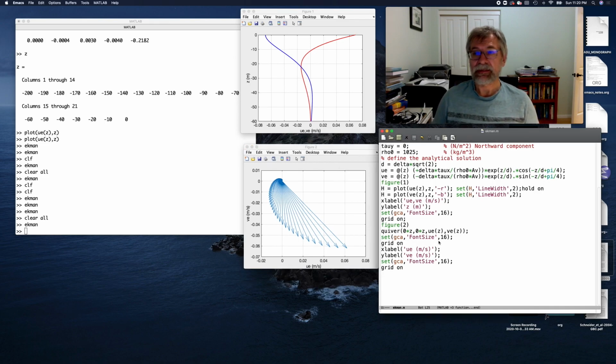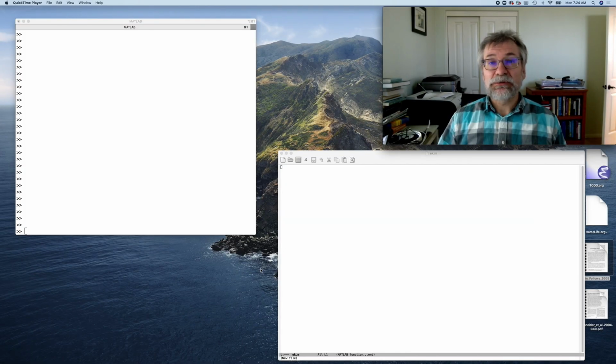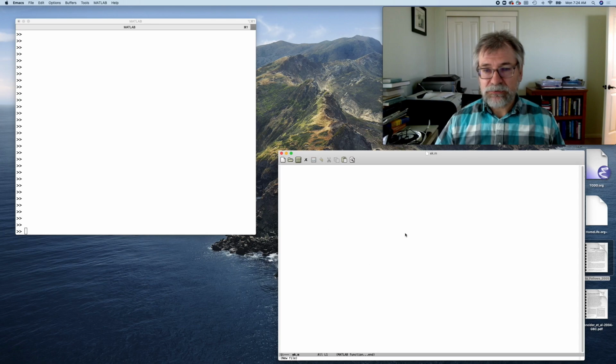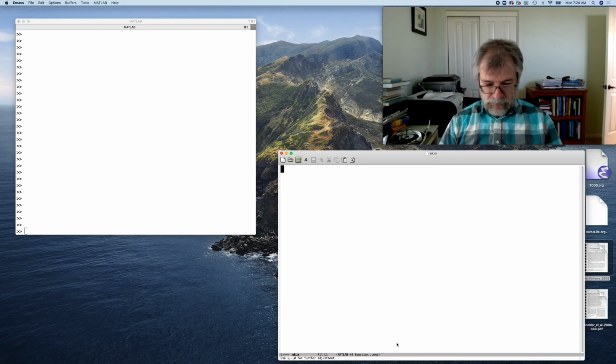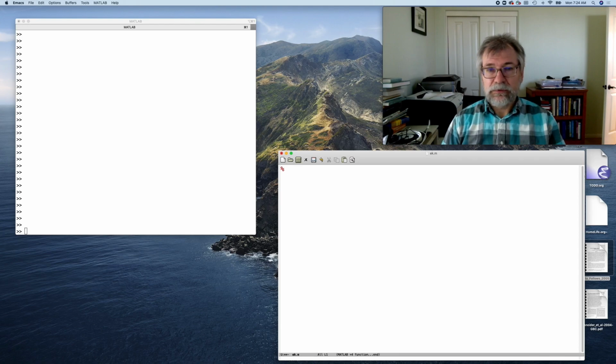So much for that. Let's now try to find the numerical solution using the methods that I described in the video lecture. We're going to implement the finite difference schemes that I talked about in the previous lecture. We're going to work in this window. This is my Emacs screen over here, and this one is my MATLAB screen. Let me make the font a little bit bigger. Control X plus. Okay, hopefully you can see. So this is going to be the spin up of the Ekman spiral.